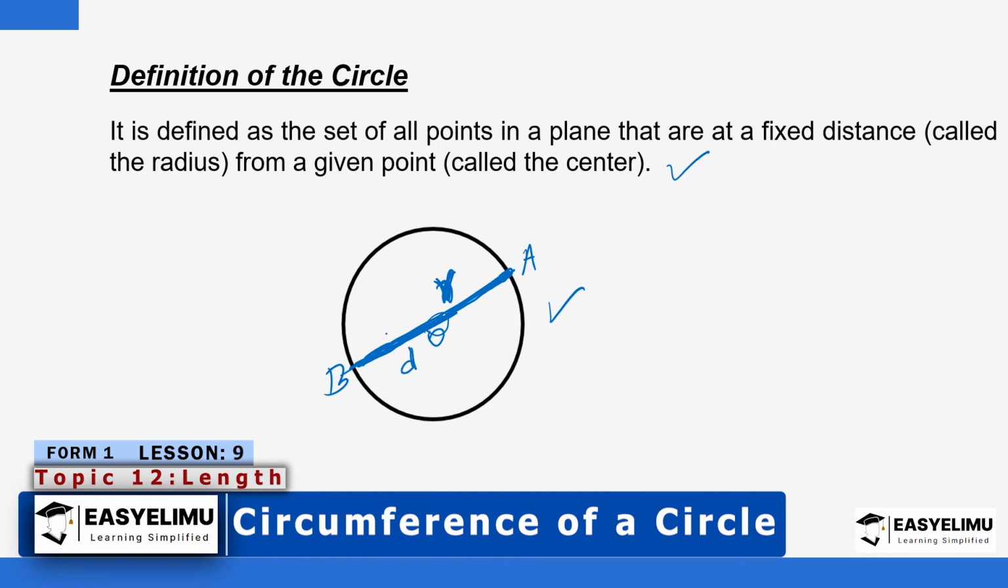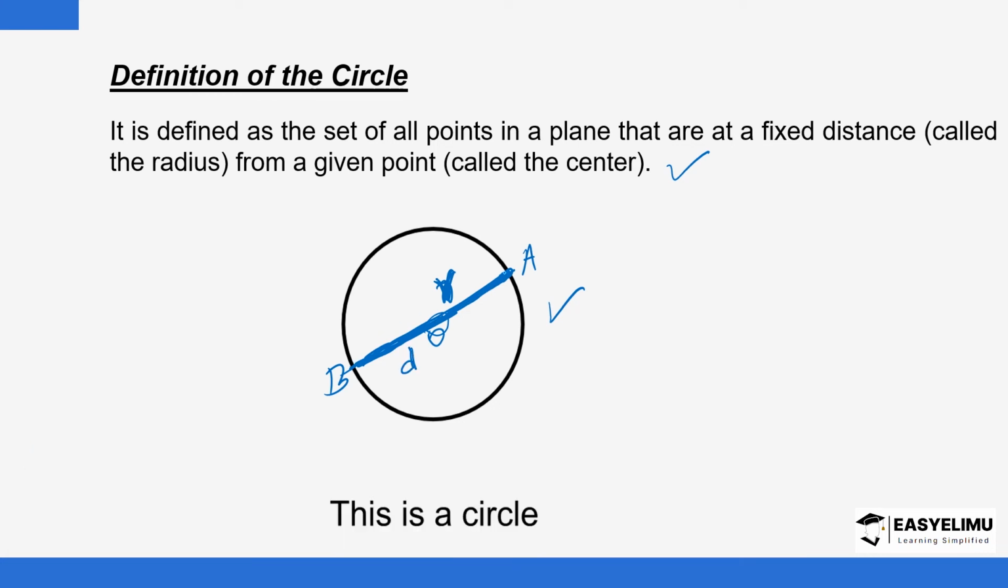Diameter is the distance of the line that is passing through the center of the circle and joining 2 points on the circumference of the circle.